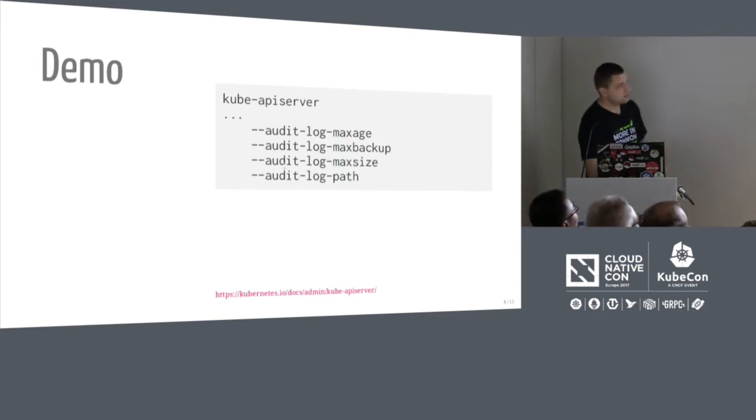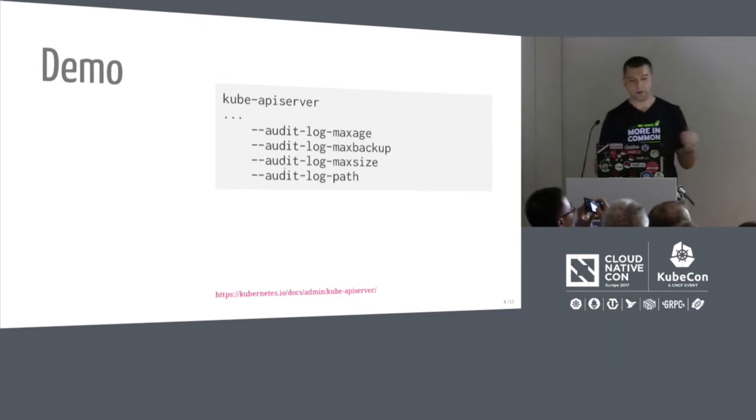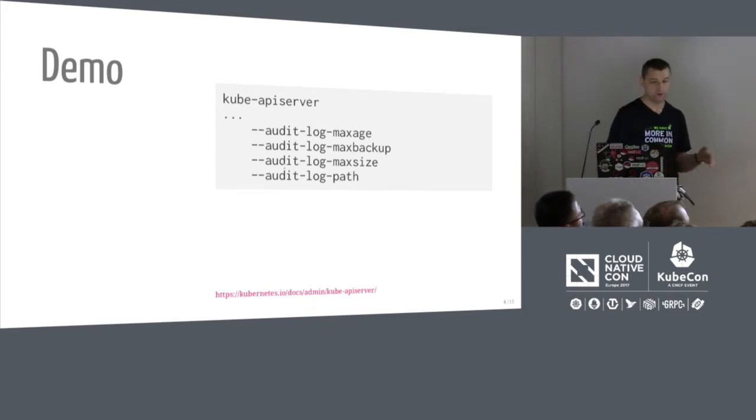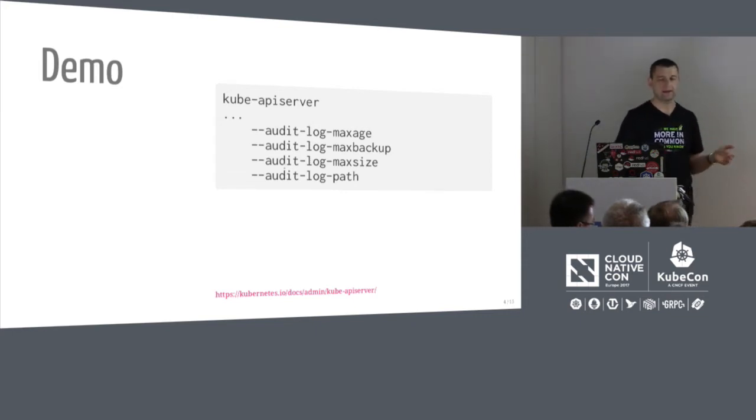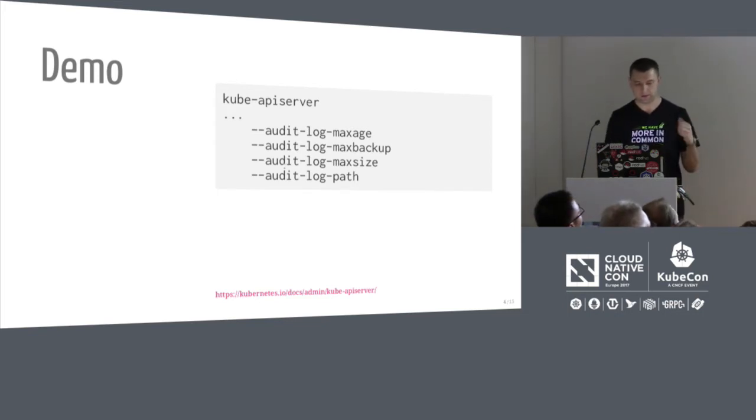So let me show you a quick demo. You can basically turn on the auditing currently by passing some flags. The most important one, which actually enables the auditing, is the last one, the audit log path. That can be either a file where the auditing will be written to, or a dash if you want to get that to stdout. The others allow you to roll the file, when it will be changed, how many entries in it, the size, etc. The usual rolling of the files.